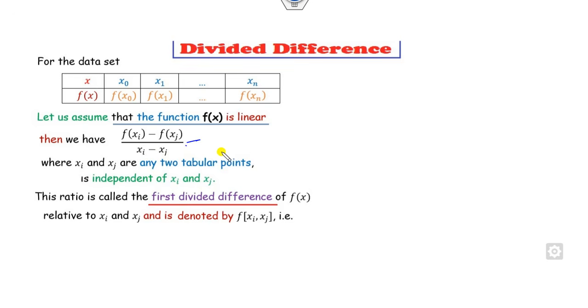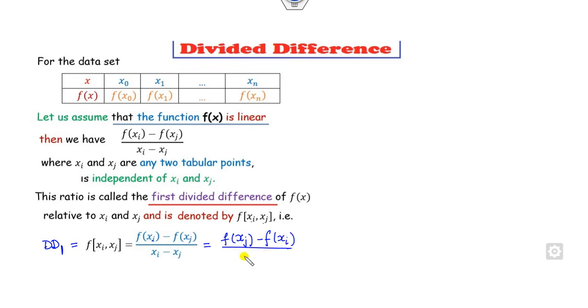That is the slope of the curve. I denote this first divided difference by f[xi, xj], which is f(xi) minus f(xj) divided by xi minus xj, or sometimes I call it dd1, the first divided difference. Now, if I take a common minus from the numerator and from the denominator, it comes out the same. So I can say this is nothing but f[xj, xi].